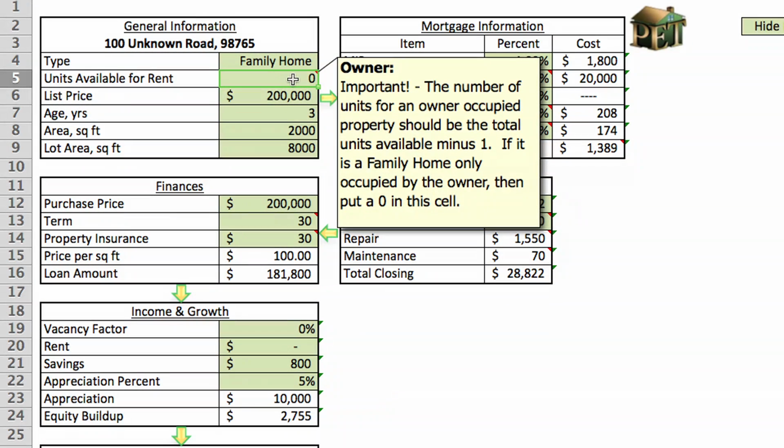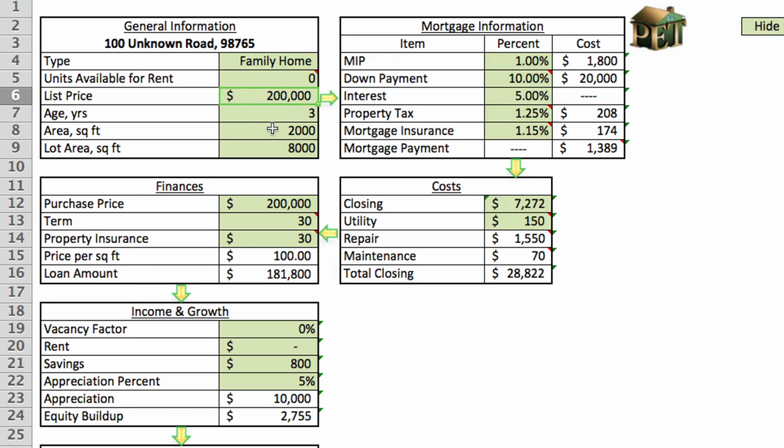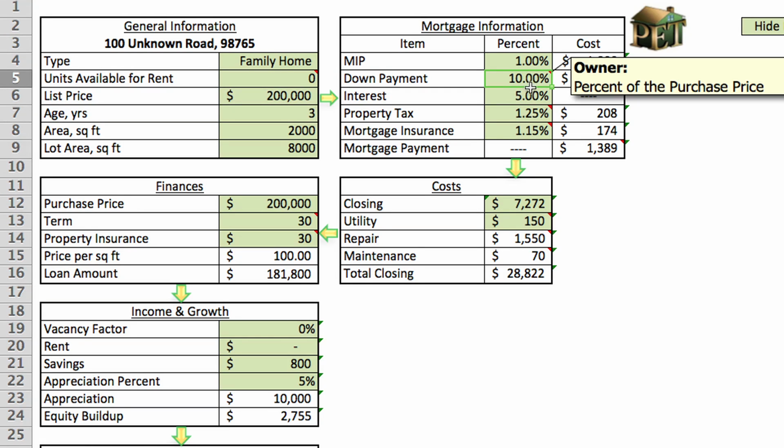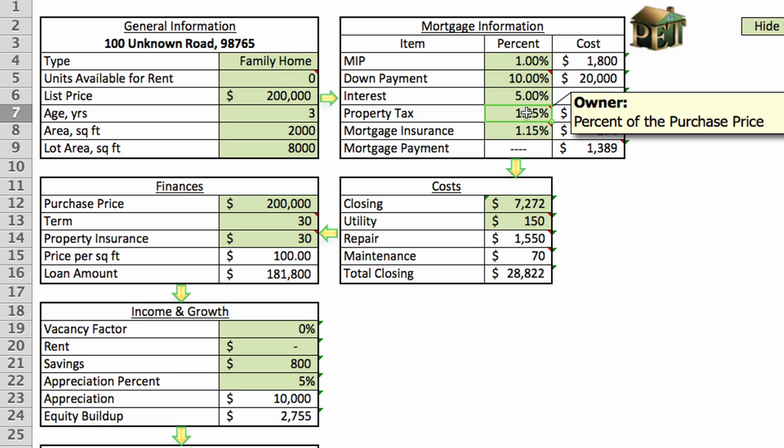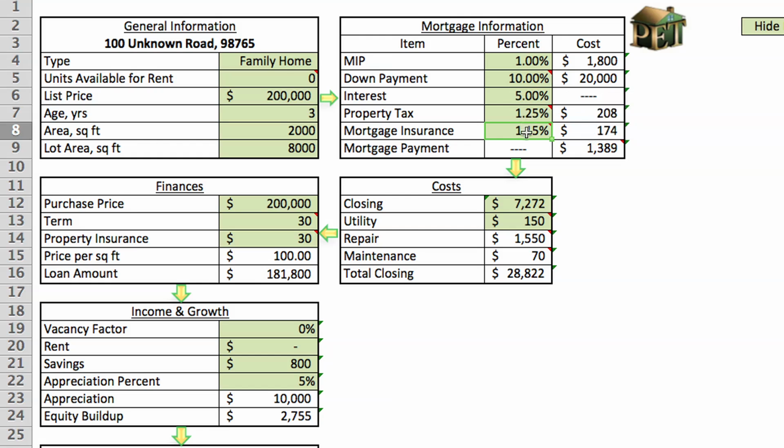The units available for rent, of course, is 0 because it's fully owner-occupied. I have here a list price of $200,000, and it's 3 years old. The area, the square footage rather, is 2,000, and the lot area is about 8,000 square feet. Now for the mortgage information, I'm not going to talk a lot about this. This is pretty standard. The MIP, mortgage insurance premium, and then I have here a 10% down payment at a 5% interest rate on a 30-year mortgage. Then you have the property tax, then the mortgage insurance, etc.